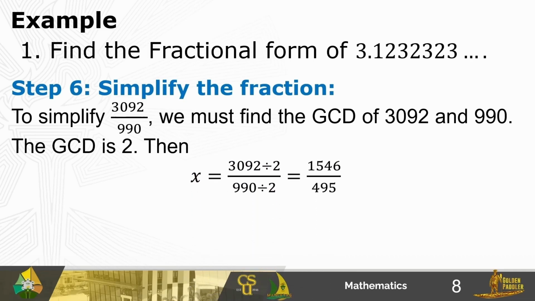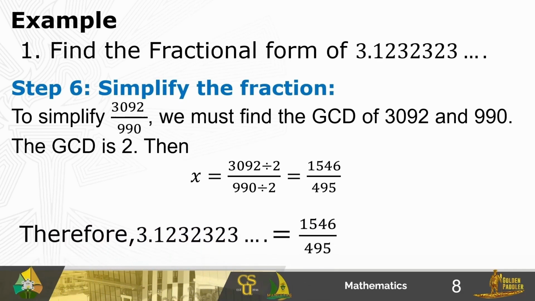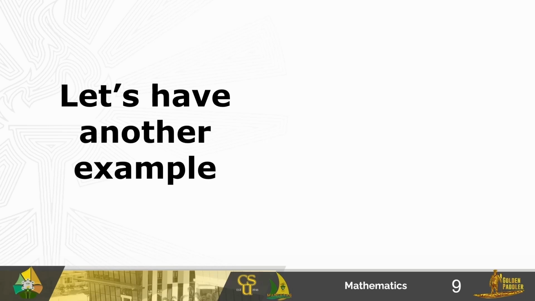Then 3092 divided by 2, and 990 divided by 2, is equal to 1546 over 495. Therefore, the fractional form of 3.1232323... is equal to 1546 over 495, and this fraction is in its simplest form. So this is the fractional form of our example number 1. Okay, so let's have another example.